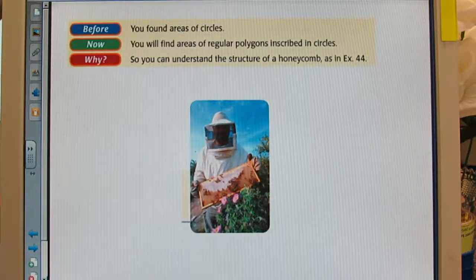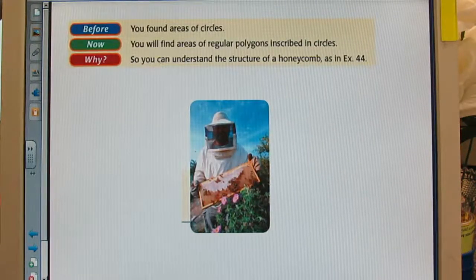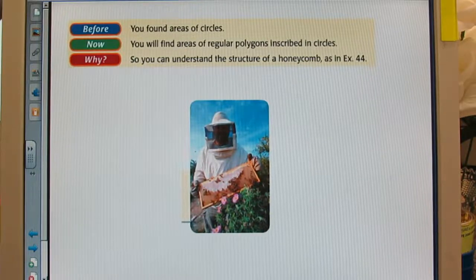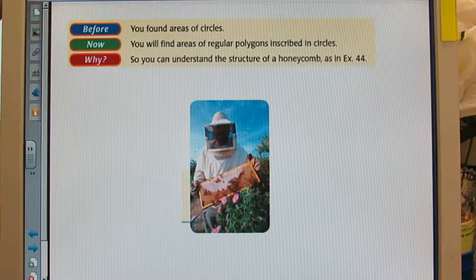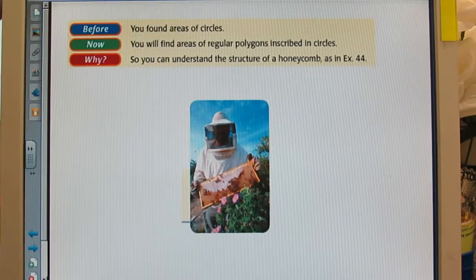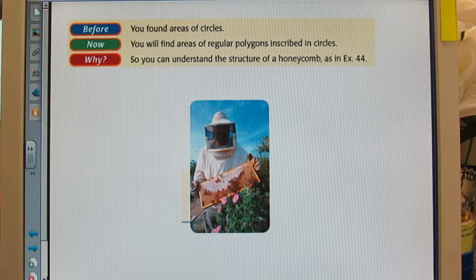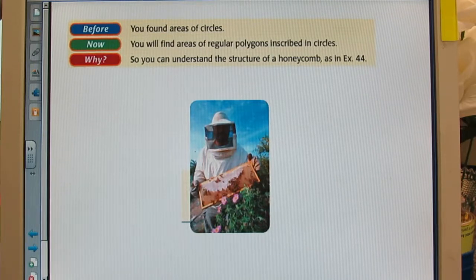In section 11.5, we learned how to find the areas of circles. And we learned that to find the area of a circle, it was just going to be pi r squared. And we also learned how to find the area of a sector or portion of a circle. So now we're going to find the area of regular polygons inscribed in a circle.